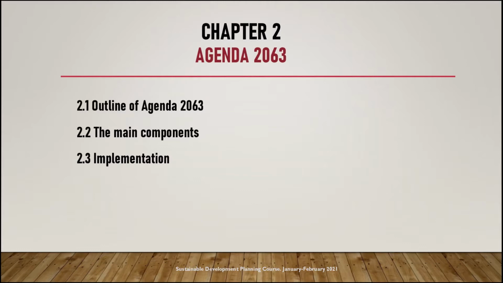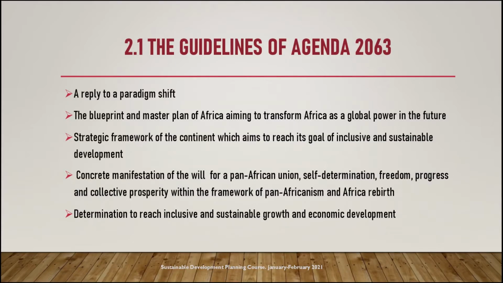So what's the content of the Agenda 2063? We see that with those three sections. The first one is about the outlines of the Agenda 2063. The second one deals with the main components of the agenda. And the last one will be how the agenda will be implemented. Section 1. So what are the main points of Agenda 2063?